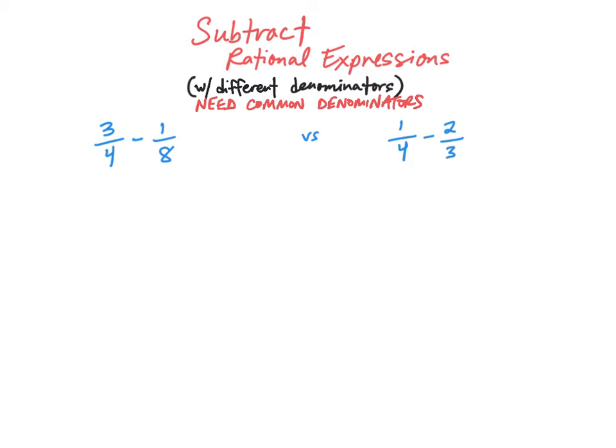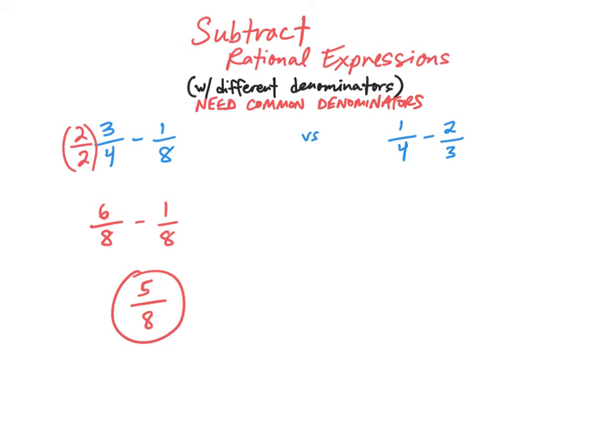But we see that 4 and 8 are not the same, but I can turn 4 into an 8 by multiplying by 2. But if I multiply by 2 over 2, which is a fancy version of 1, then I'm really not changing the problem. Think about taking your age, multiplying by 1, you still have your age. So I now have a 6 on top, I now have an 8 on the bottom. Now I have common denominators, sweet, 6 minus 1, easy. So the goal is that we need common denominators.